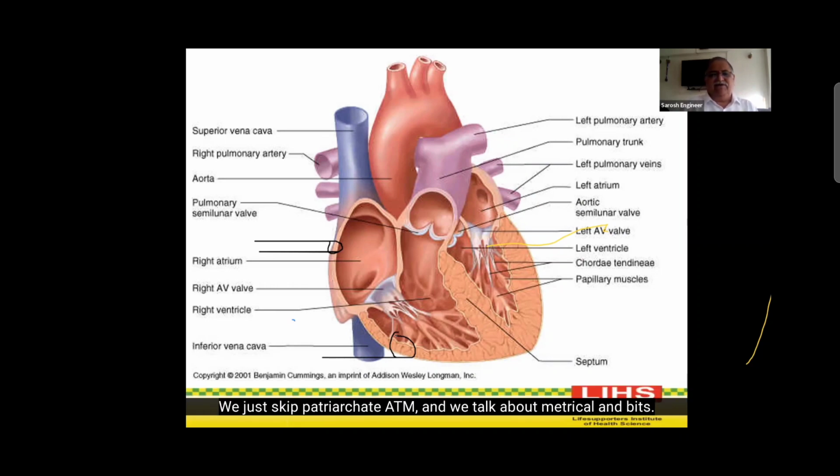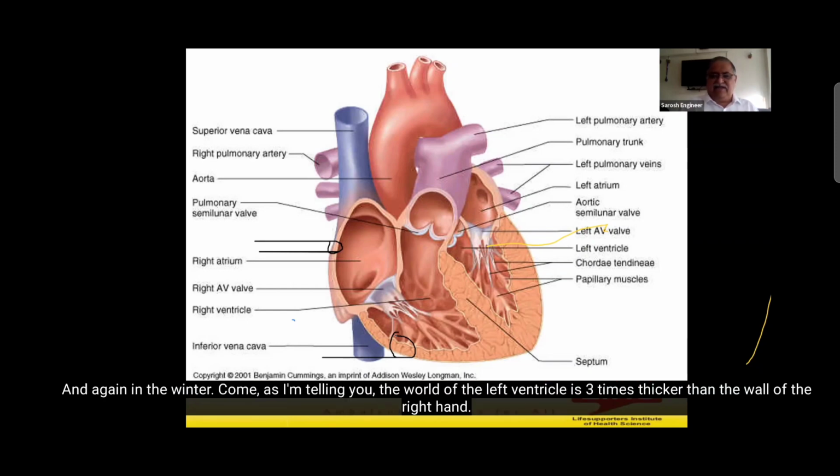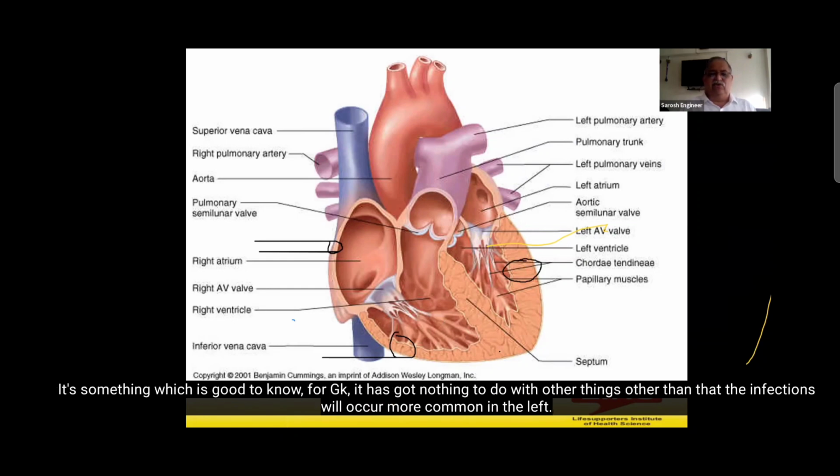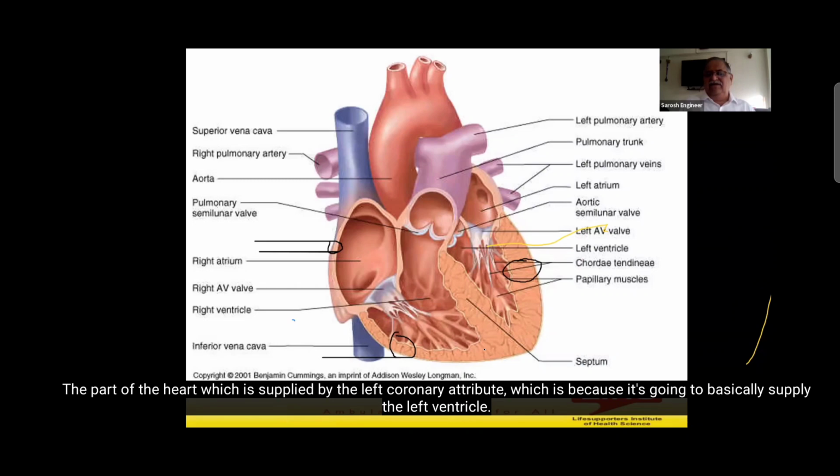We just skip the atrium, forget the atrium, and we talk about the ventricle. Again, in the ventricle, as I'm telling you, the wall of the left ventricle is 3 times thicker than the wall of the right ventricle. It's something which is good to know for GK. It has got nothing to do with other things. Other than that, the infarctions will occur more commonly in the part of the heart which is supplied by the left coronary artery, because it's going to basically supply the left ventricle.